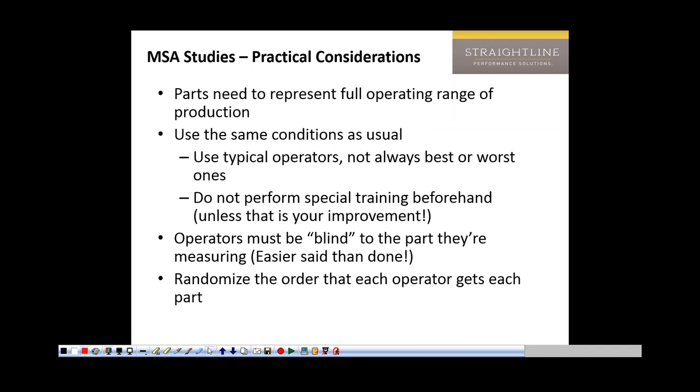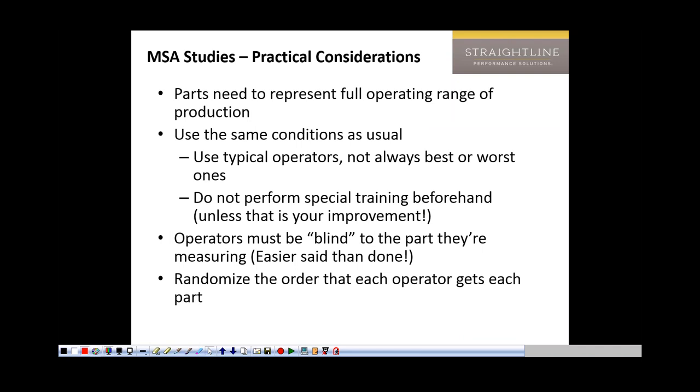take all your questions. Some of the practical things: the parts or the invoices or whatever your artifacts are, they need to represent the full operating range of production. Not extreme operating range. Don't pick the really pathological examples. You know, if you're picking people, you don't pick Shaquille O'Neal, but you might pick the tallest one, a typical tallest person that you'd see in a group.